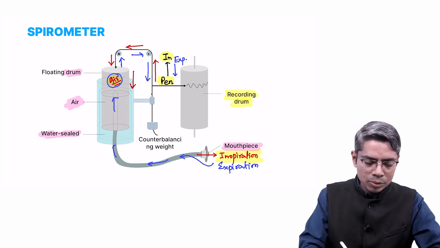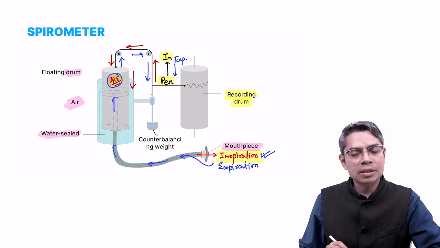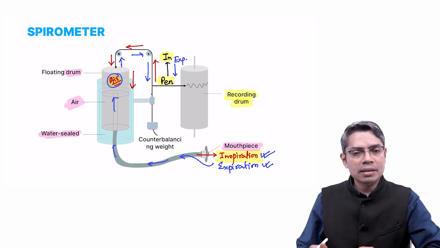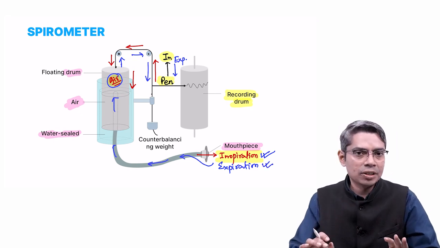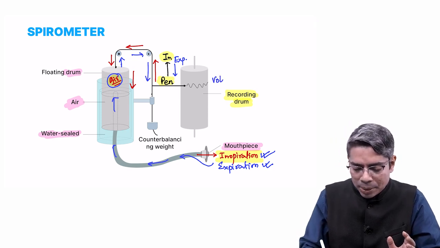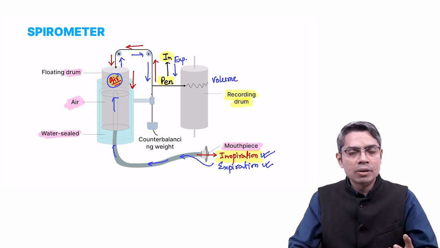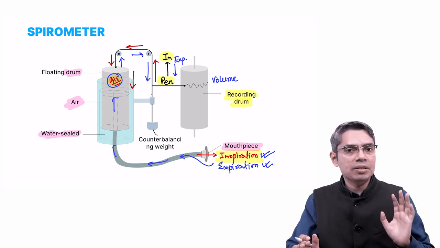Now here one thing you have to note down: whatever amount of air the subject is taking during inspiration, or whatever amount of air the subject is exhaling during expiration, that volume of air is going to be recorded by this pen. So what is the pen going to write here? The pen is going to record the volume of air which is going in or out of this drum, right?